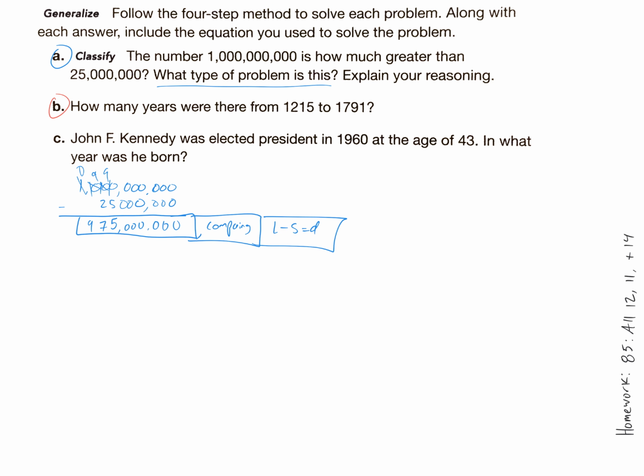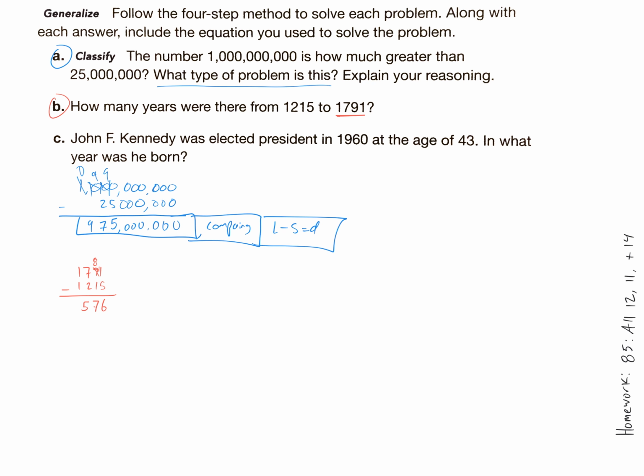Next I'm going to do B. It says how many years were there from 1215 to 1791? Well, first of all, this is later. The 1791 is closer to now, so I'm going to say that 1791 minus the 1215. So borrow from there. 11 minus 5 is 6. 8 minus 1 is 7. 7 minus 2 is 5.